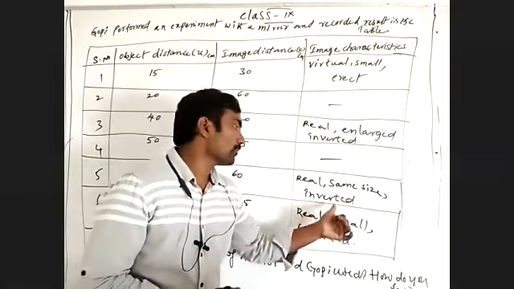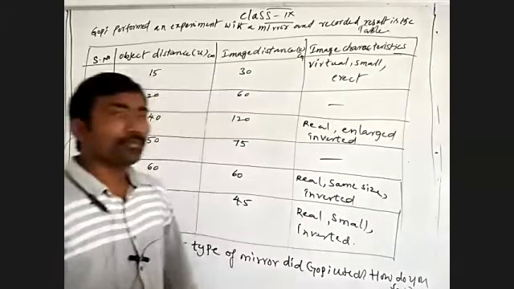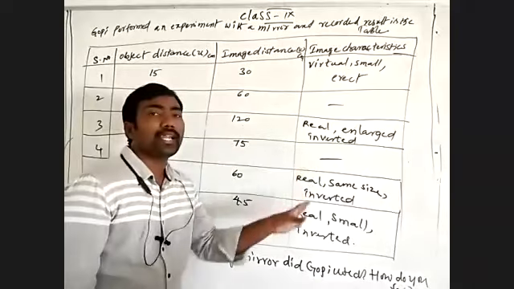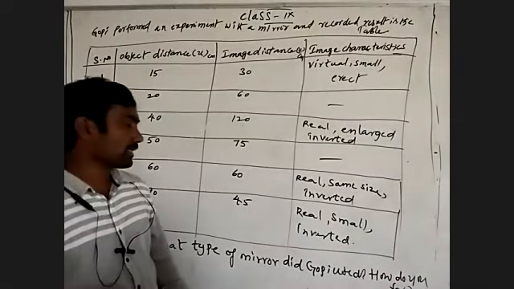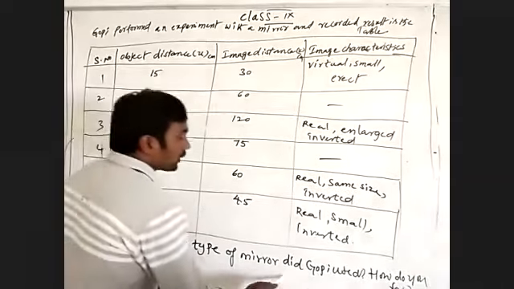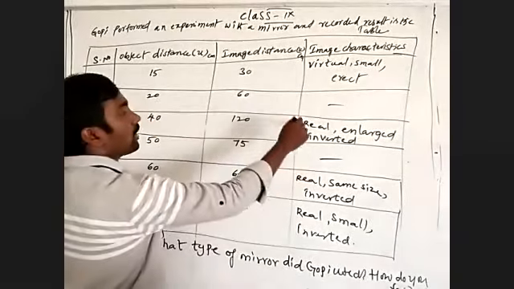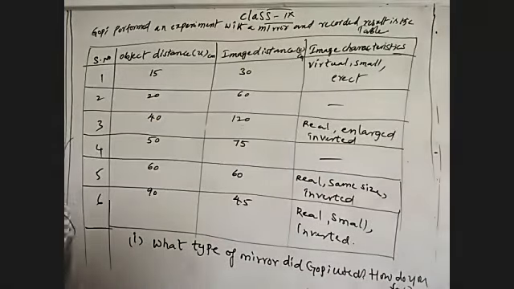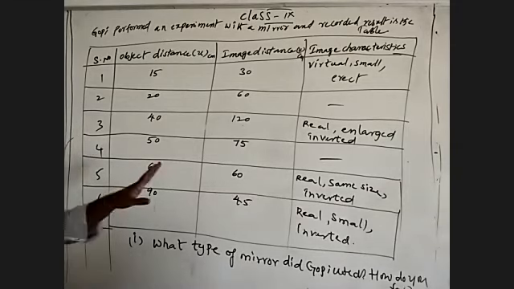Real same size inverted, those need no recognition. Real inverted, real inverted. Which mirror did Gopi use? Only a concave mirror is used by Gopi, because the image formed is real and inverted. Understand? So that is the information analysis.